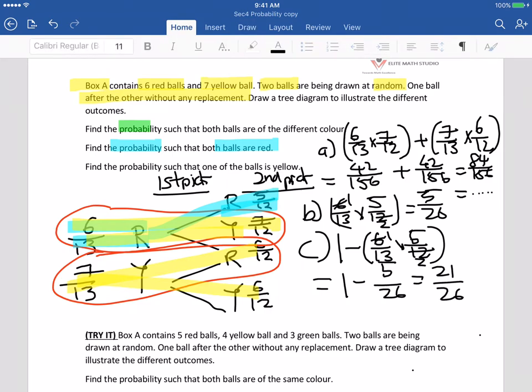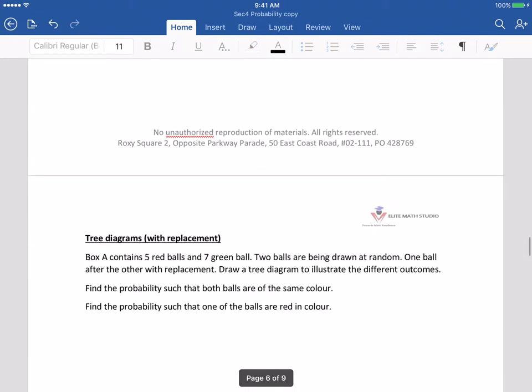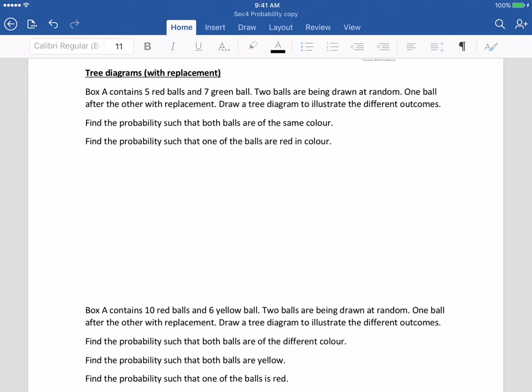Okay, Ken, let's move on. The next one is actually the same thing. What you need to do is get the tree diagram out, then go ahead and find the different scenarios that match the questions.